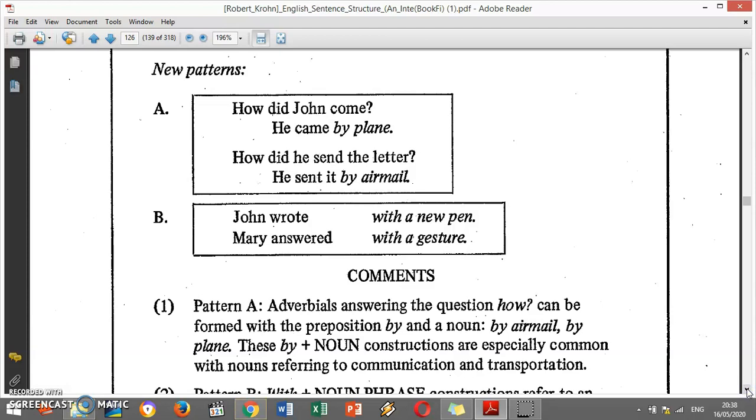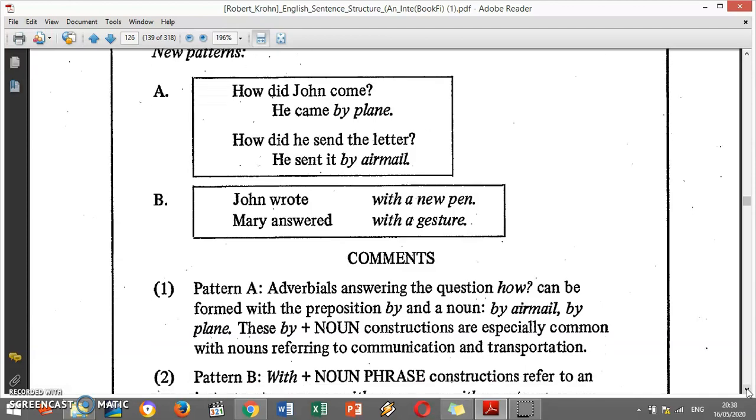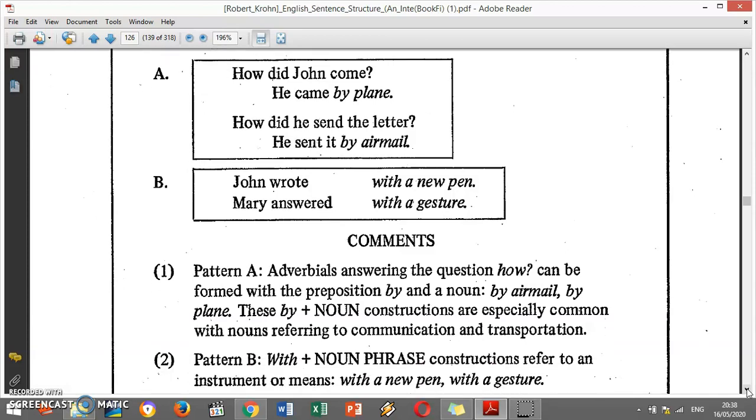He came by plane. How did he send the letter? He sent it by airmail. So, by plane and by airmail here are adverbials of means. And then on pattern B, John wrote with a new pen, and then Mary answered with a gesture. So, with a new pen and with a gesture here are adverbials of instruments.